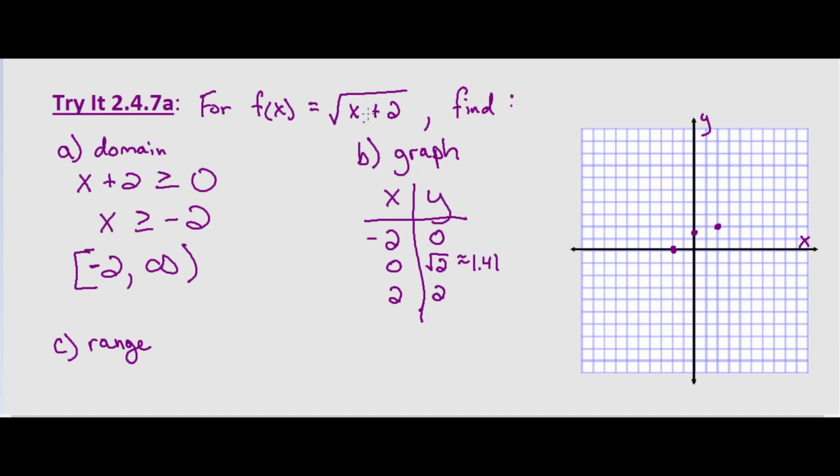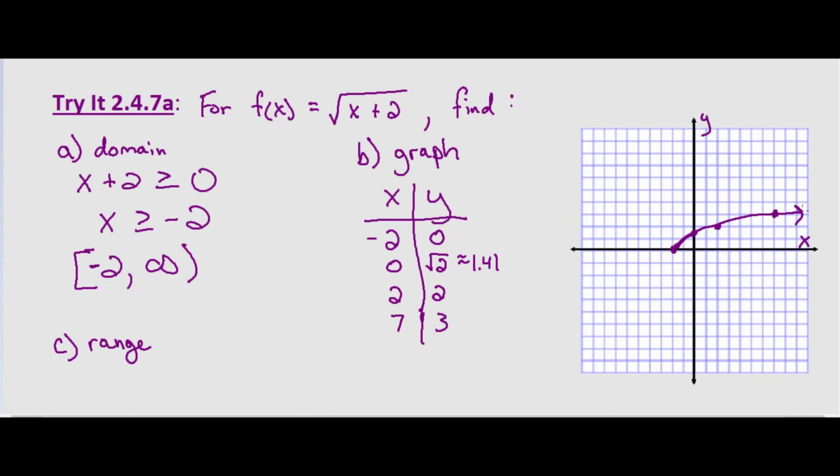As we increase, let's look for another perfect square, one more point for good measure. If x were 7, we'd have 7 plus 2 is 9, and the square root of 9 is 3. So we go to 7, 1, 2, 3, 4, 5, 6, 7, up 3. And that gives us our general shape. Note that there's nothing else that limits this function. So that's its basic shape, and the arrow indicates that it goes on infinitely.